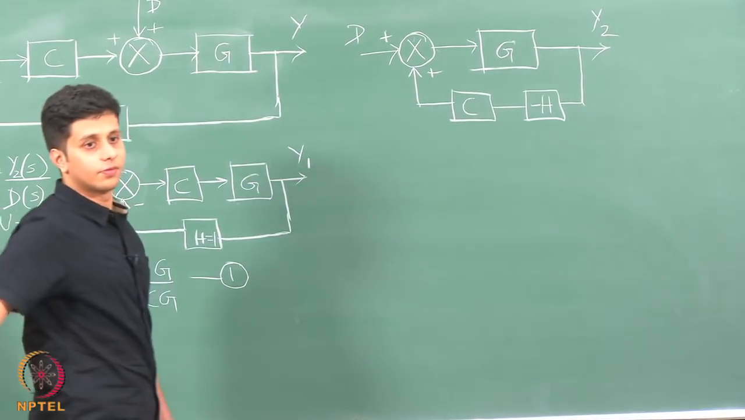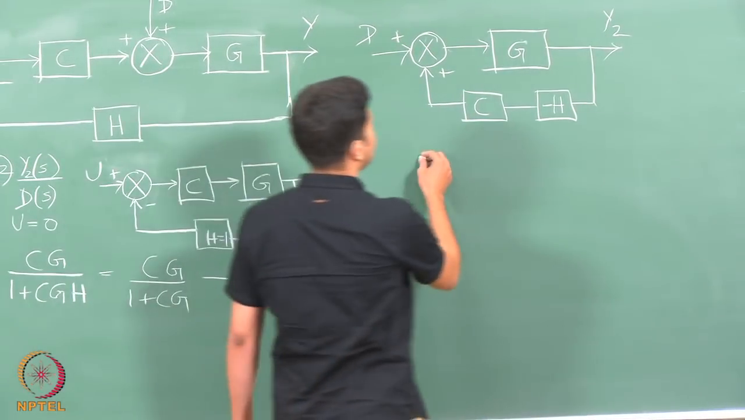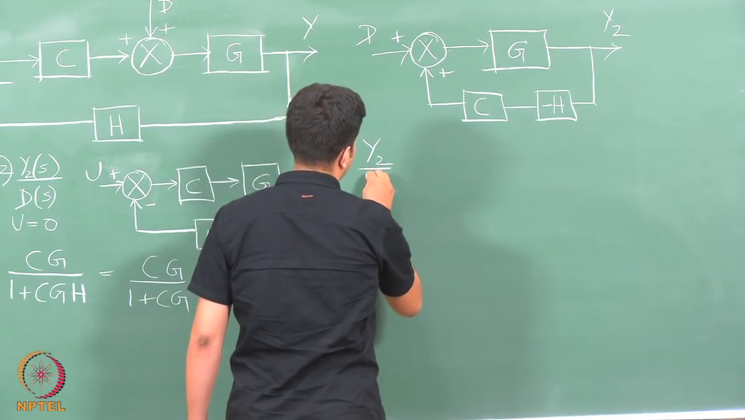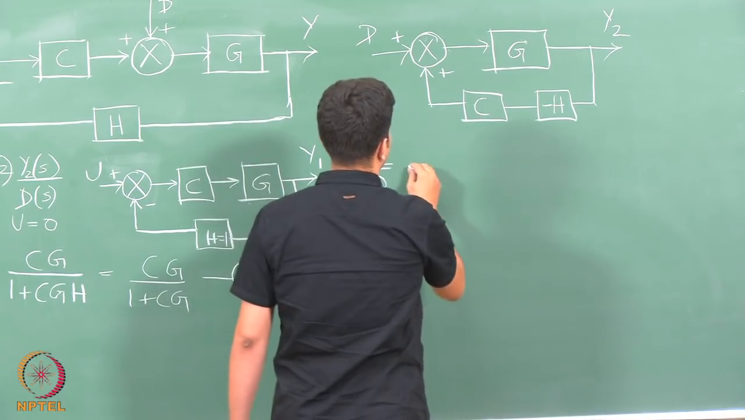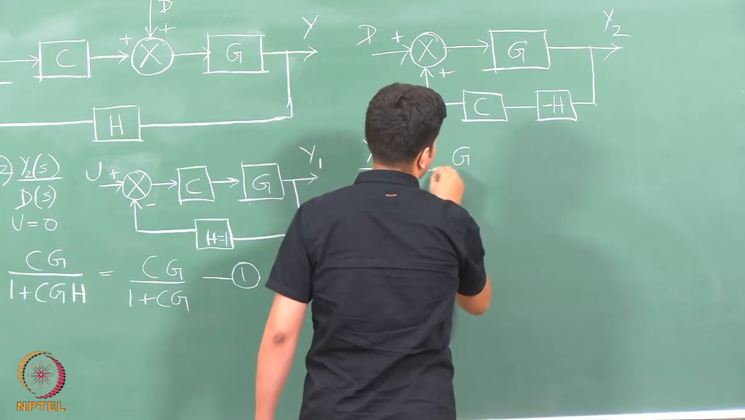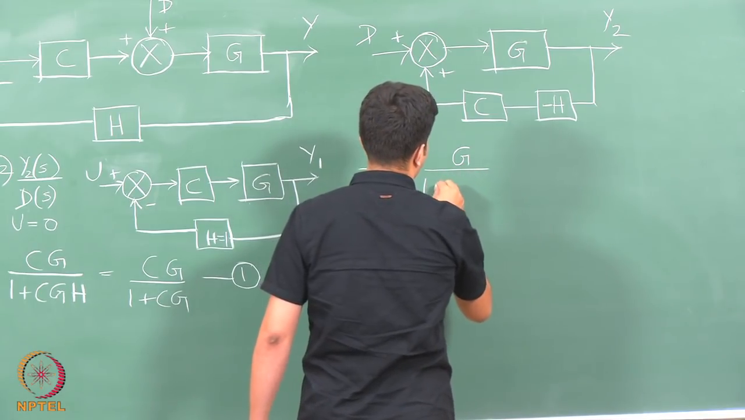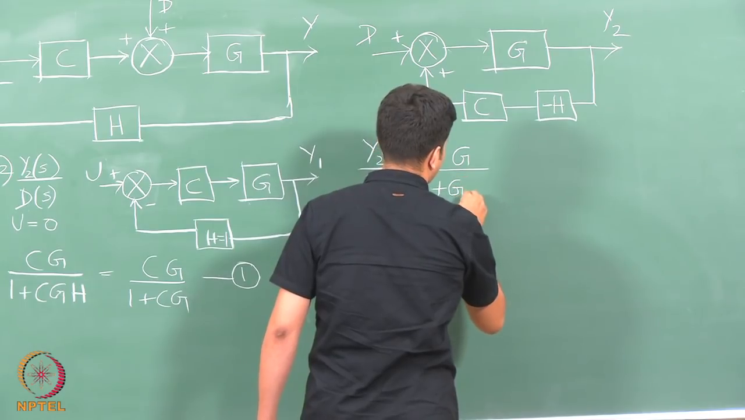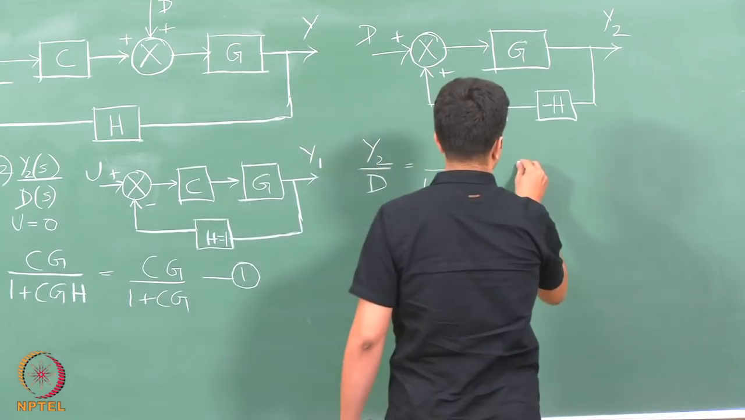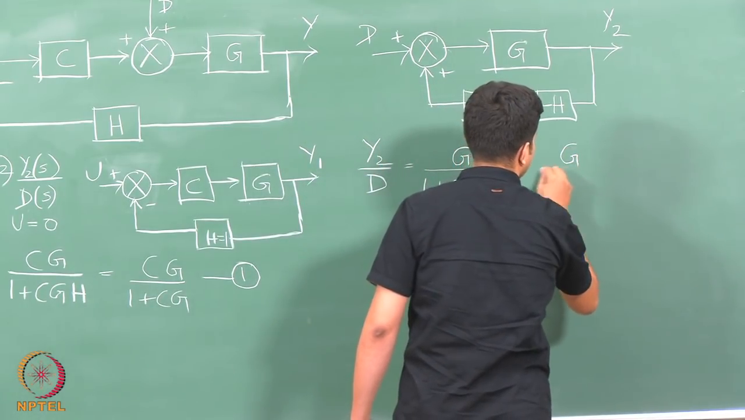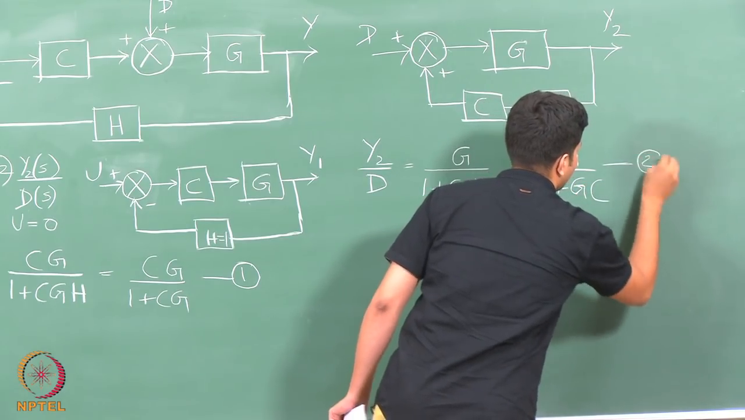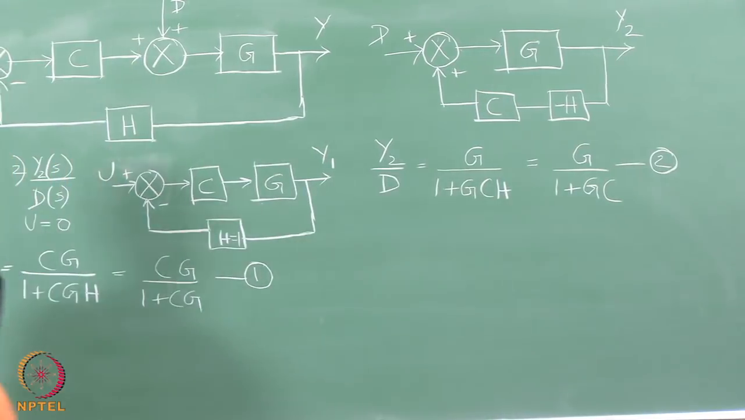So again, this is a feedback loop, and we can take the transfer function to be Y2 by D equals G by 1 plus GCH, right? Now, as we took H to be 1, we can just write it as G by 1 plus GC. So this is my second transfer function.